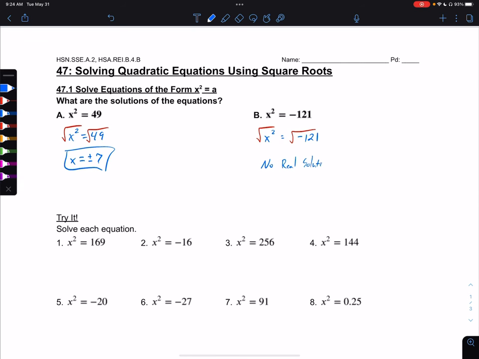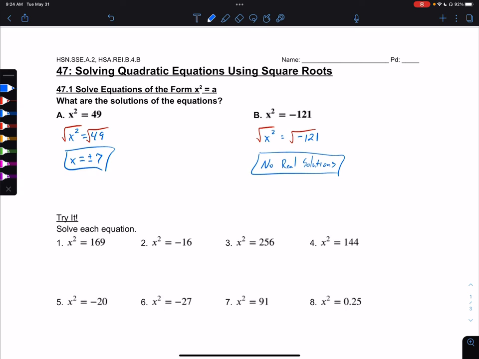All right, there are solutions to these problems, but they're not real solutions. So we're not going to be concerned with those for now. Later on in your mathematical education, you'll come across non-real solutions or complex numbers. But for now, we're just going to say no real solutions.